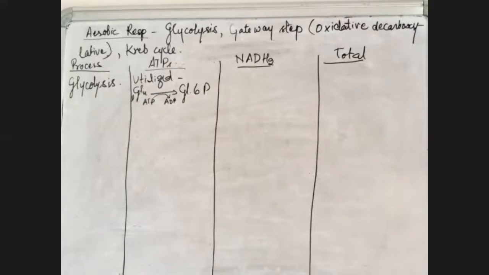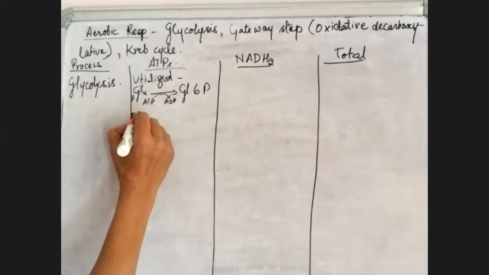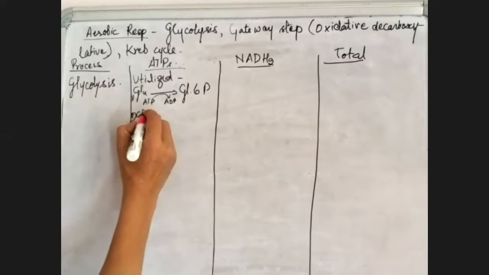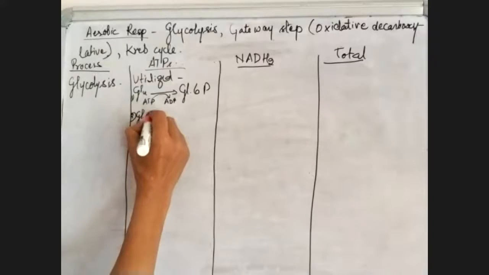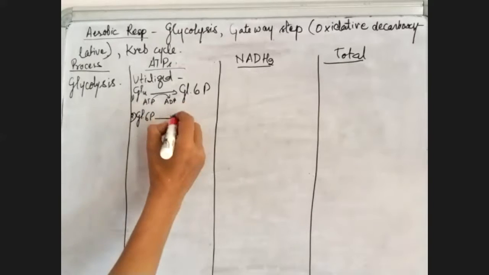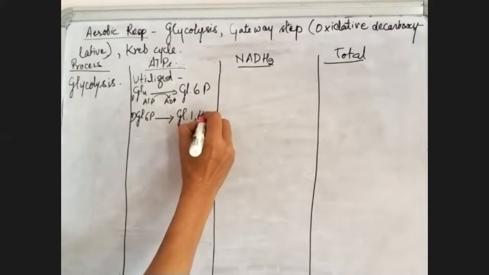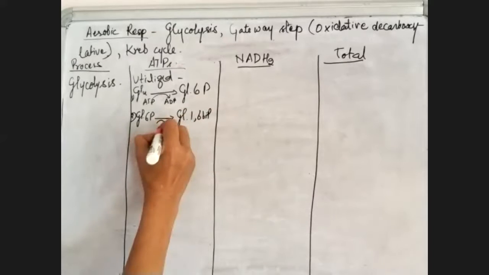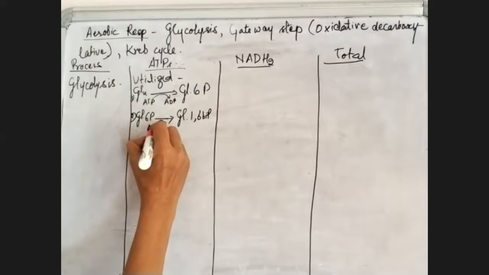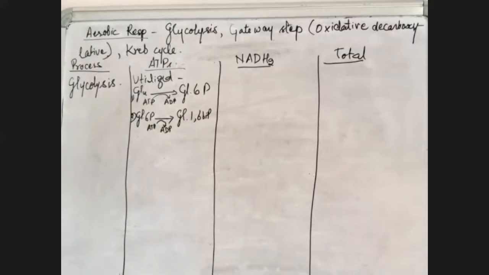The second step where ATP was utilized was when glucose 6-phosphate got converted into fructose 1,6-biphosphate. At that time also 1 ATP was utilized. ATP got converted into ADP. So these were the 2 steps when ATP was utilized.